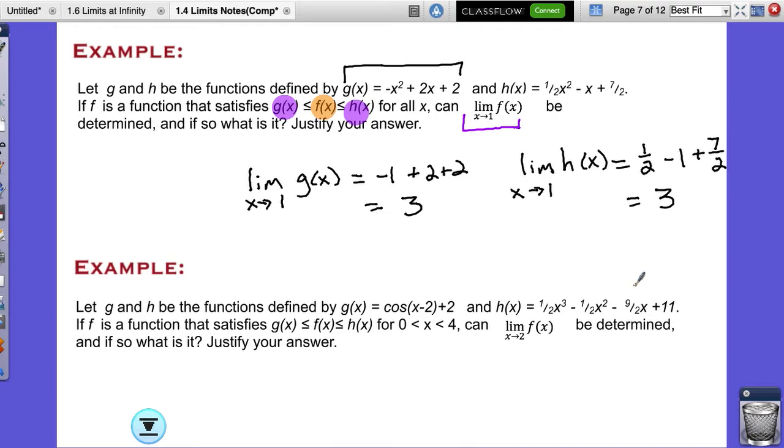All right. So you could say, yes, the limit of F of X as X approaches 1 is also equal to 3 by squeeze theorem.